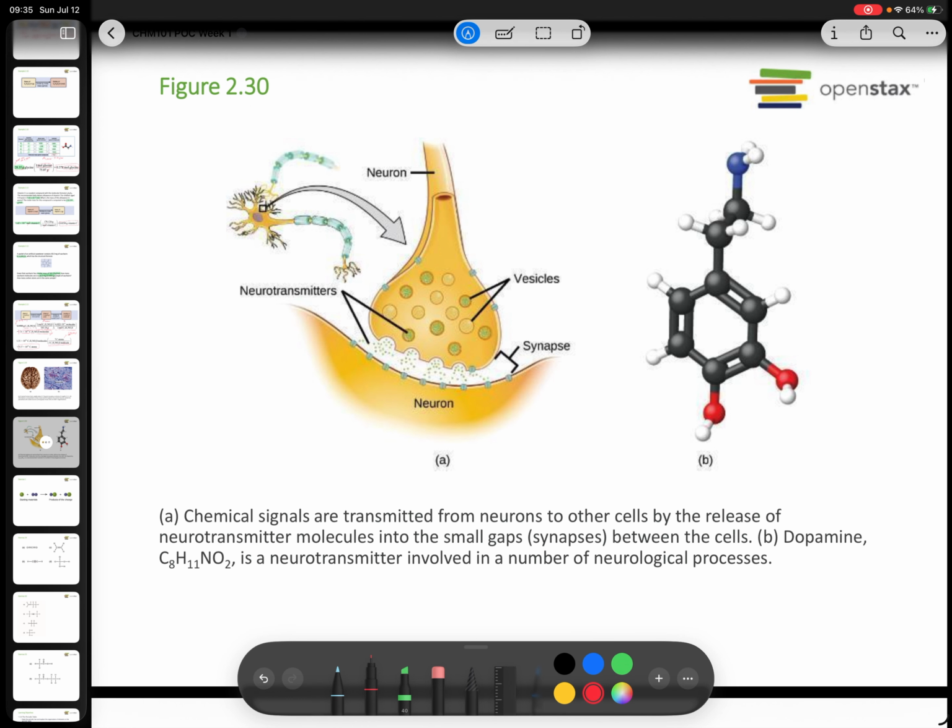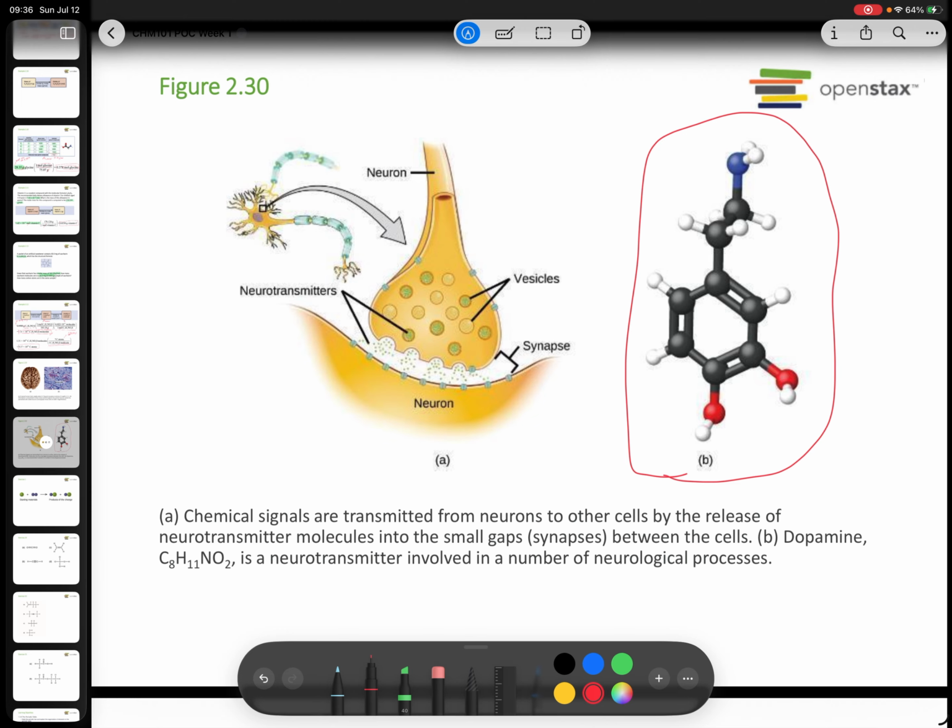Okay. So, speaking of brain activity, what actually happens? The chemical signals are transmitted when our neurons release neurotransmitters. These are molecules released into small gaps called synapses. And then, one important neurotransmitter is called dopamine. It is represented by these molecules.